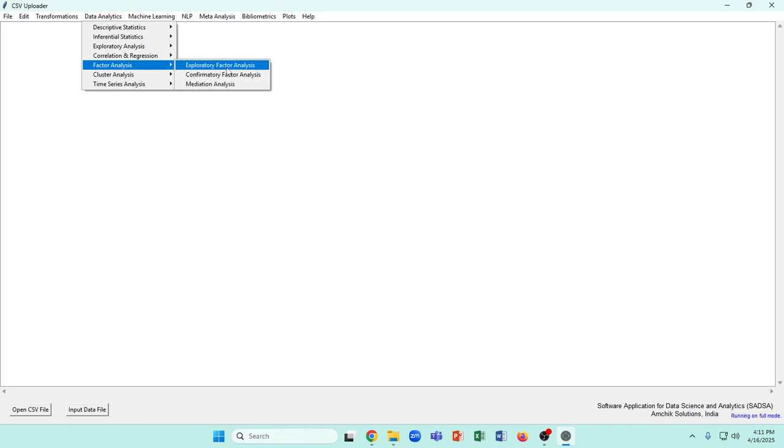So the idea of exploratory factor analysis is to reduce the number of variables into explainable or demonstrable factors. There is a lot of jargon connected to it. I'm not going into it, but I request the viewers to go online and read the documentation related to exploratory factor analysis.